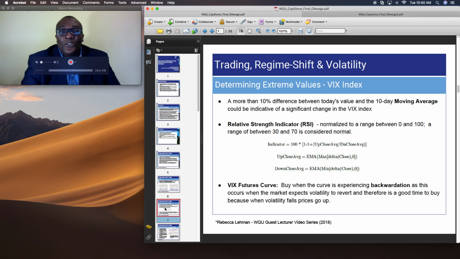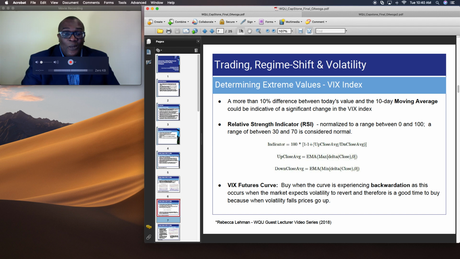So the VIX index alone does not tell us when to go long or short, but it can be used in conjunction with moving average technique or relative strength indicator in order to detect or determine trade signals. For example, a more than 10% difference between today's value and the 10-day moving average could be indicative of a significant change in the VIX index. In addition to that, the relative strength indicator, which can be calculated using these formulas, can be used to also determine extreme values. Values between 30 and 70 are generally considered normal.